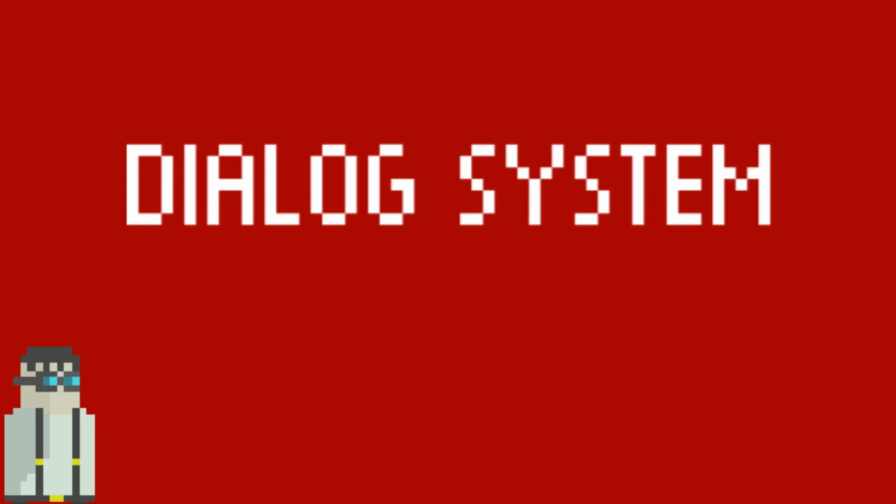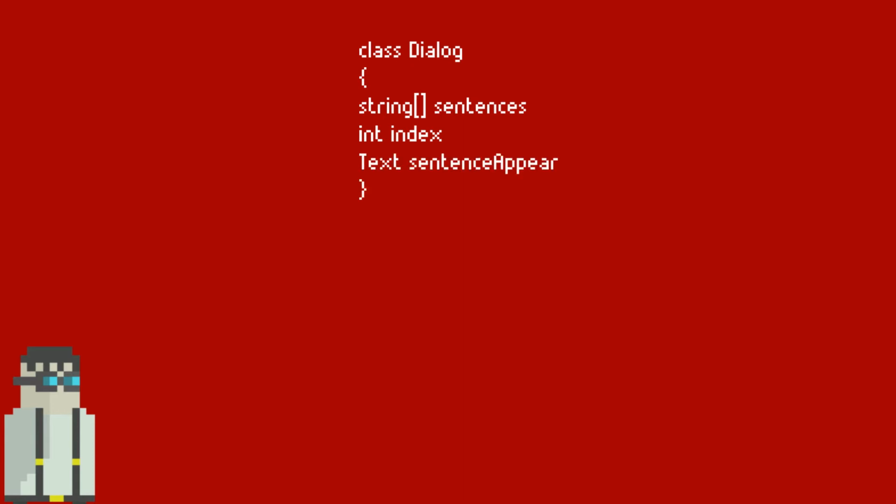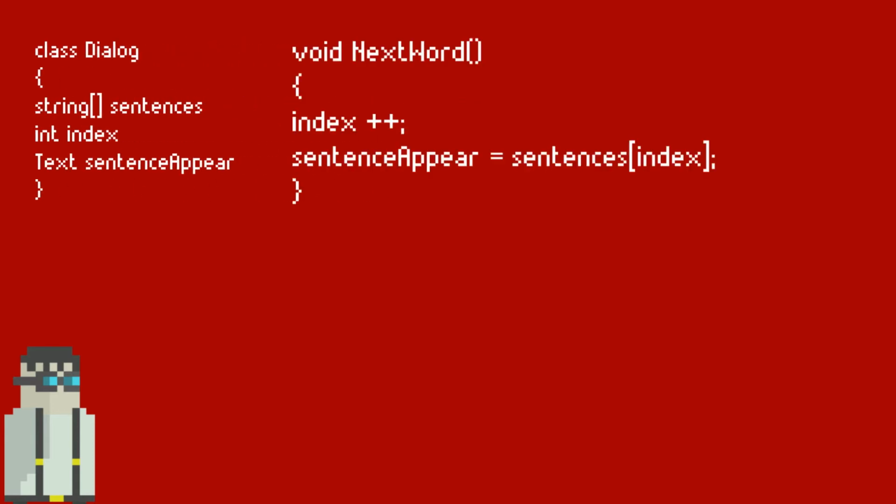The dialogue system is an easy system to do, but if you're not careful about it, your text might overlap each other. So the dialogue system will contain an array of sentences that are going to appear next, then a function to increase the index value of the array so that the next sentence can be shown on screen.